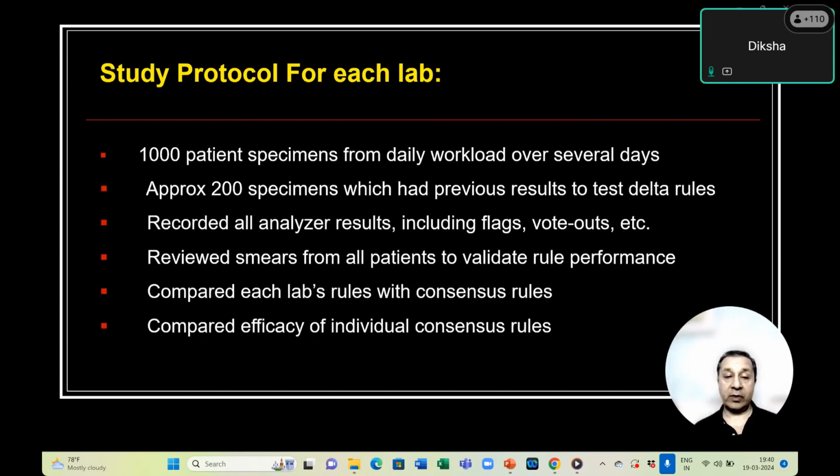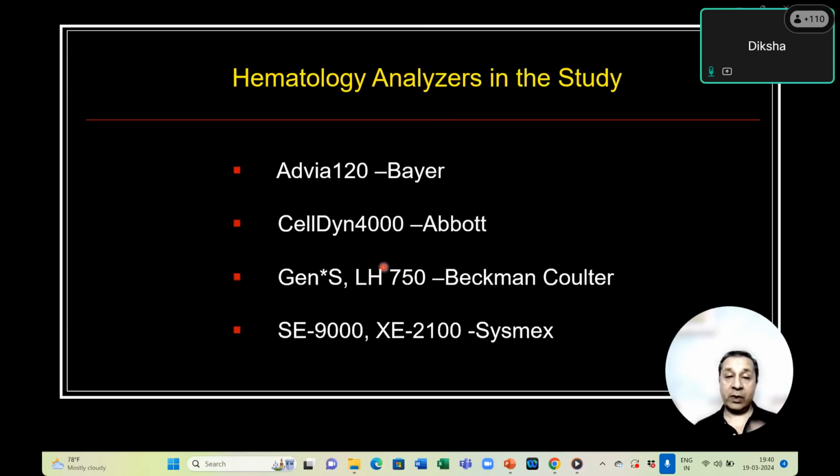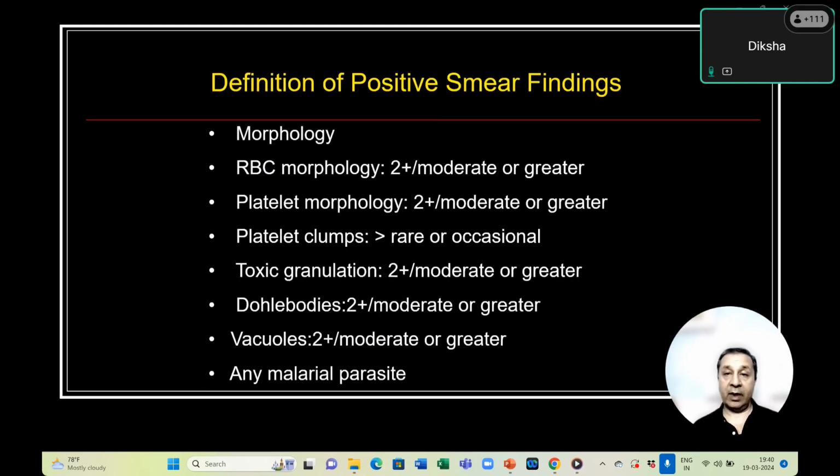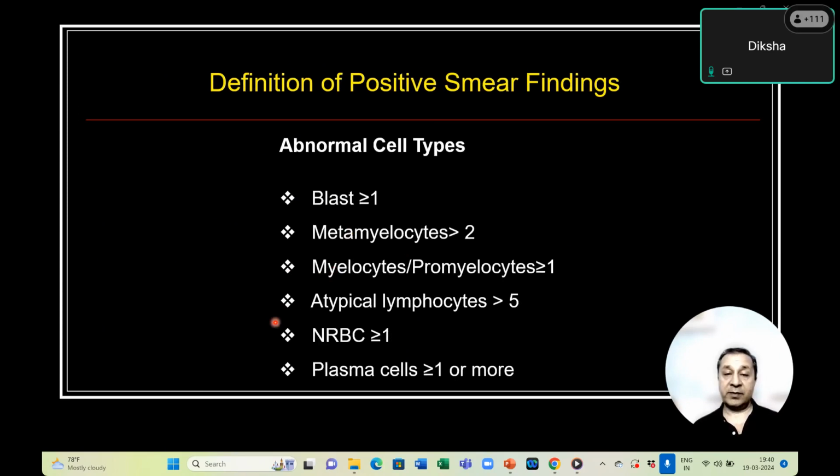These were the four sets of company analyzers which were used in this case. You had Advia 120, Cell-Dyn from Abbott, GEN-S from Beckman Coulter, and XE 2100 from Sysmex. And these were the four companies whose instruments were used in this study. And definitive positive smear findings include the morphological findings of RBCs, the platelets, toxic changes, Döhle bodies, or any malarial parasite. And of course, the abnormal cell types like blasts, promyelocytes, myelocytes, etc.